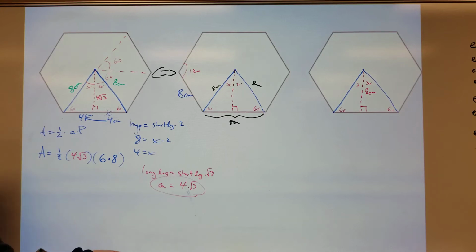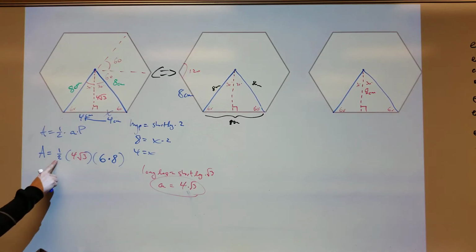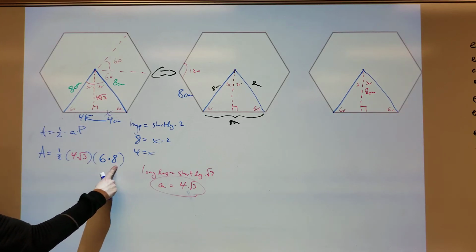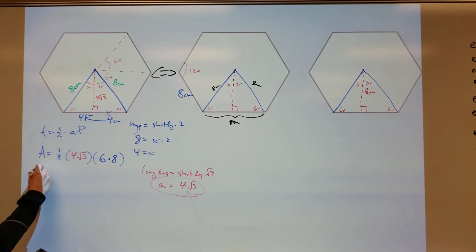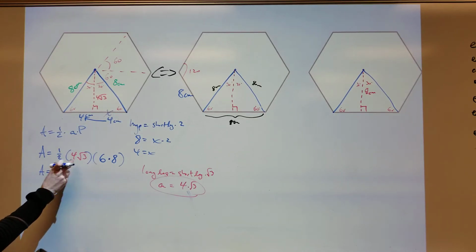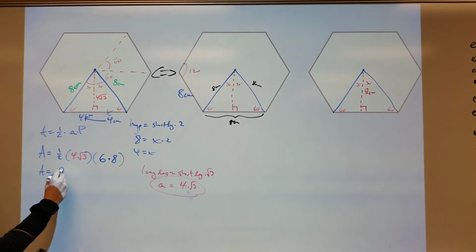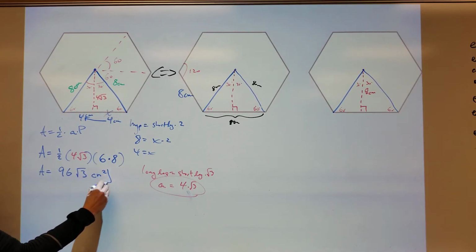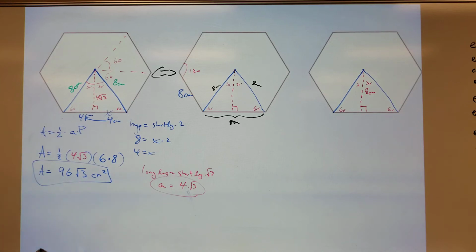So I can now compute this area by taking 1/2 of 4 times 6 times 8 times the square root of 3. Let your calculator do all that work for you. And that should give us, let's say 2 times 48 makes 96. And that is the area of this regular polygon. Area is 1/2 apothem times perimeter.